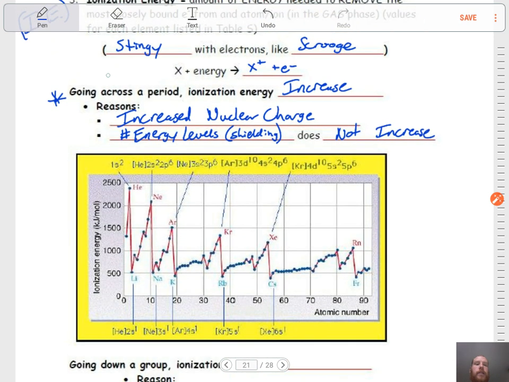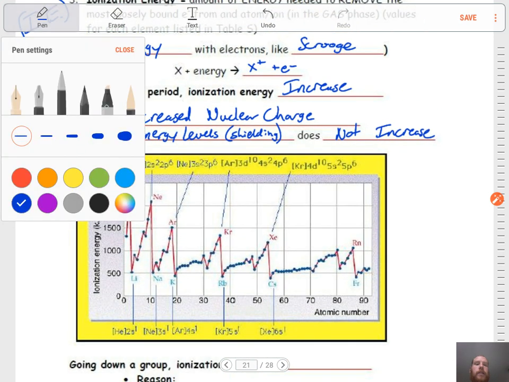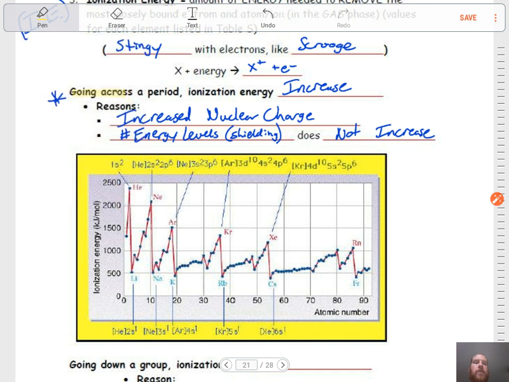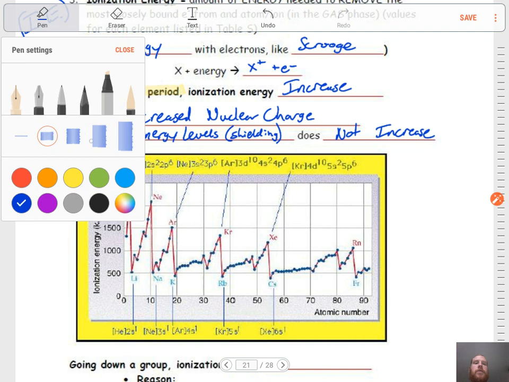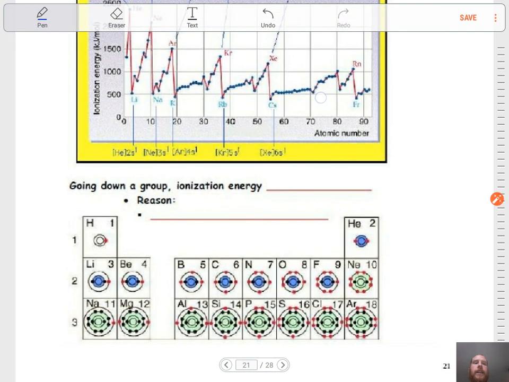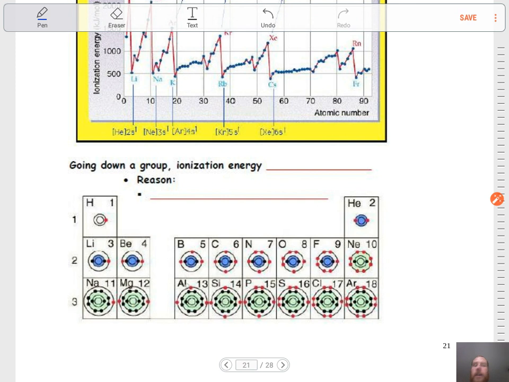Okay, your horizontal trend, that's the important one. So I'm going to highlight that like I've done before. Going across a period, that's your most important trend. That's the one that's going to impact things more so than your group trend. So as you go down a group, ionization energy is going to decrease.